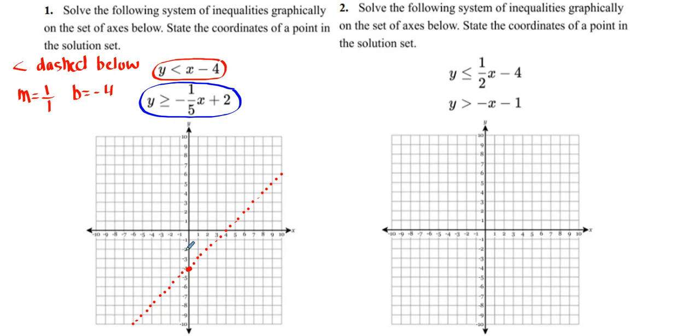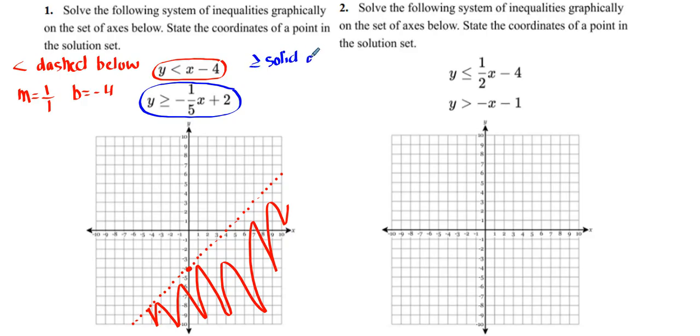And then I'm going to shade. It says dashed and then below, and I know this is quick, but that's the region we're talking about. We're shading below. Switching over to blue now, y is isolated, and we have a greater than or equal to. So that is going to be a solid line, and it'll be above. If it's greater, it's above.